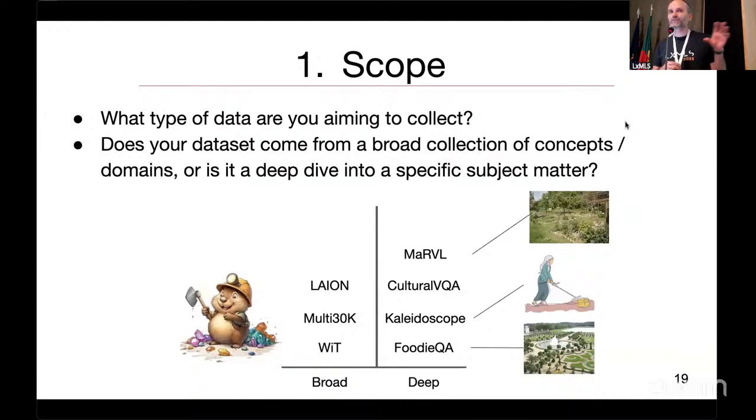whereas something like FoodieQA was a really narrow focused dive into Chinese food cuisine. No other type of food made it into this data set. Whereas Kaleidoscope was more of a detectorist approach where we knew exactly what we wanted. It was in-language exams and nothing else.